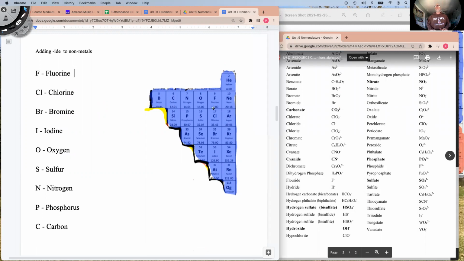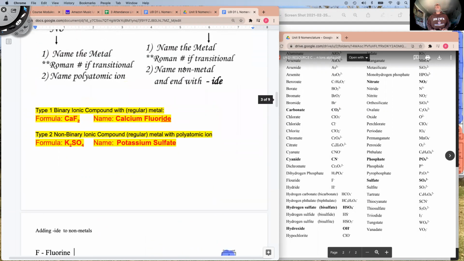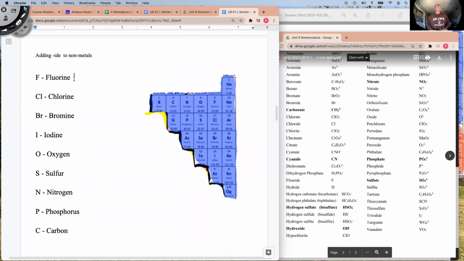So fluorine, we're going to replace the "ine" with an "ide." What, Mr. P? You're going to name the nonmetal and end it with "ide." So it's going to look like this. You're going to take fluorine, and that's going to turn into fluoride. Okay, so you're going to end it with fluoride. Chlorine is going to be named chloride. Good.